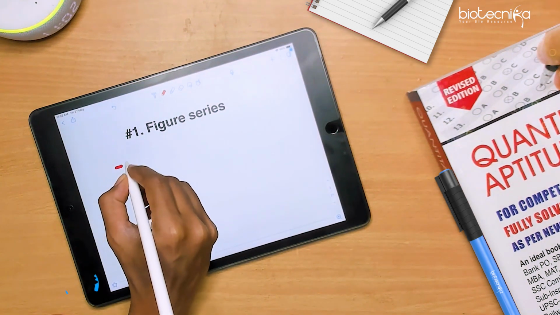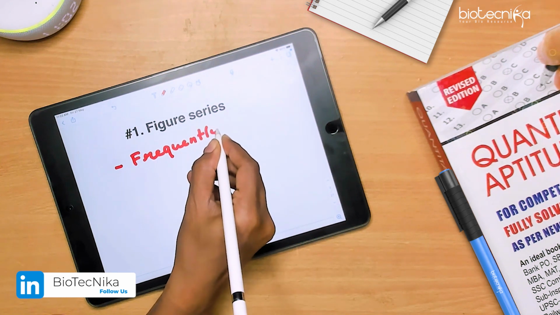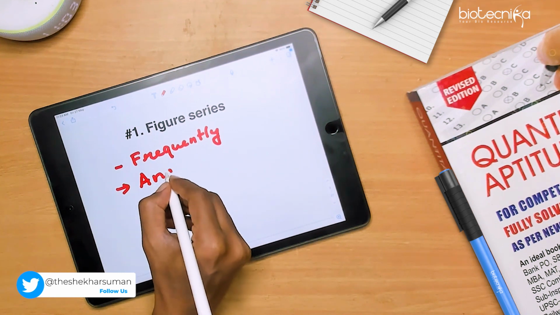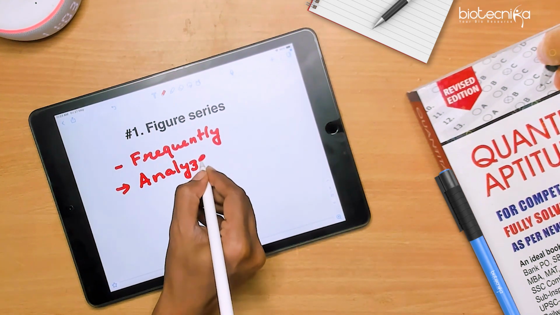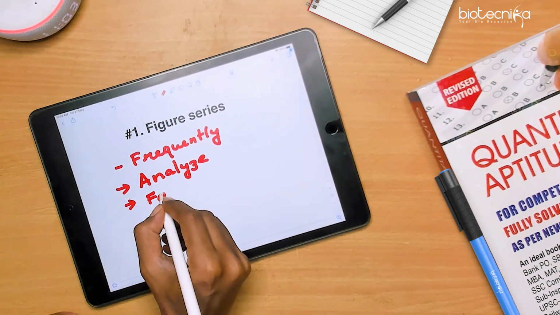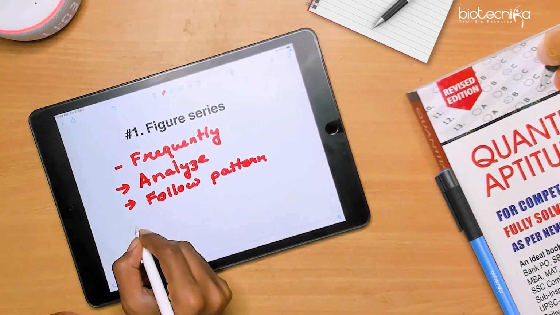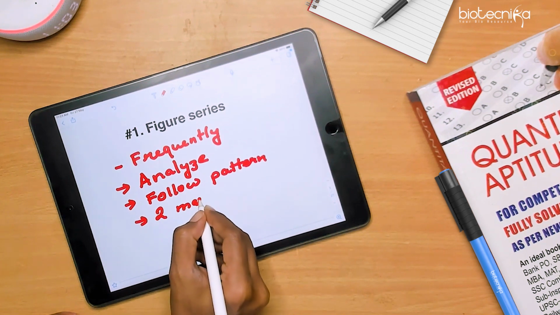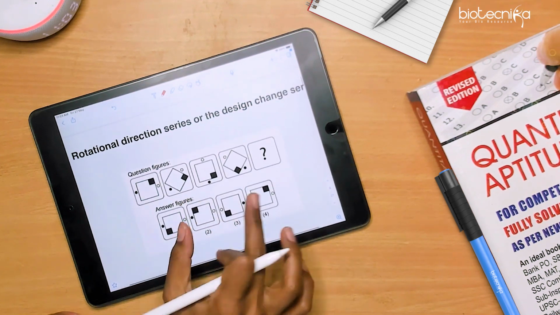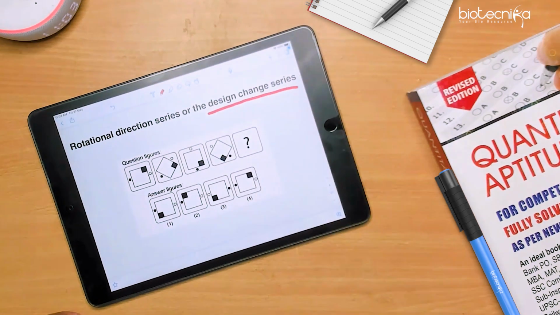These are frequently asked. You will see many figure-based questions to either complete or to find out the missing part. What you have to do for such questions is analyze the images and symbols carefully and clearly. They generally follow a pattern and they are easy 2 marks. All you need is a calm brain by which you can easily manage those 2 marks. So the first type in the figure series is the rotational direction series or the design change series.